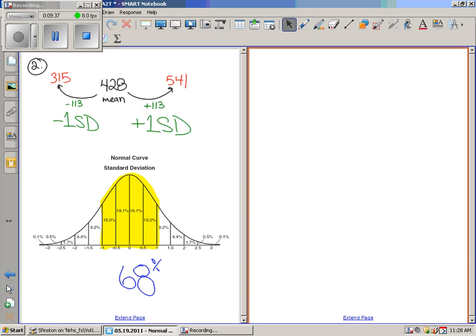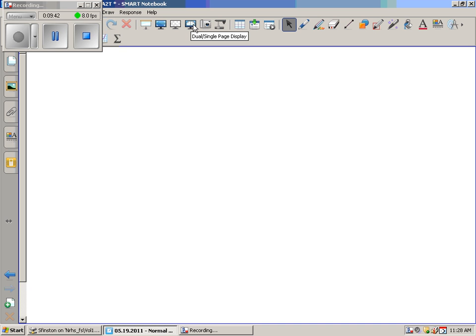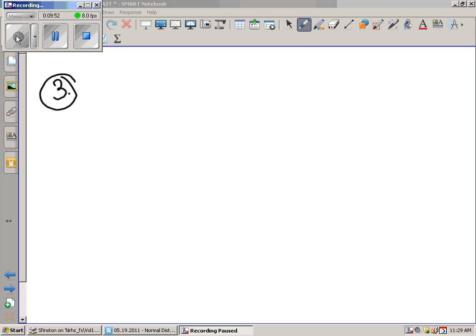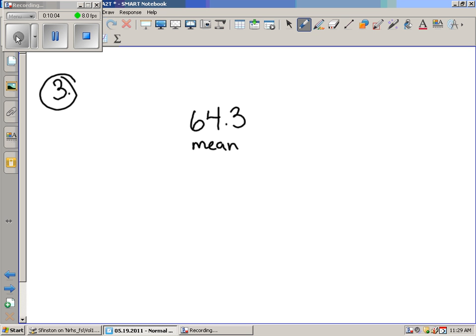Now let's step our game up a little bit and do number 3. They're all going to follow the same kind of order, though. Let's do 3. What's the average? What's the mean? Good. 64.3 is the mean. And now we're going to find out. Okay, so now it says the standard deviation is 5.4.